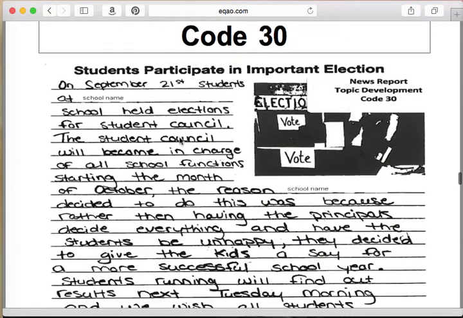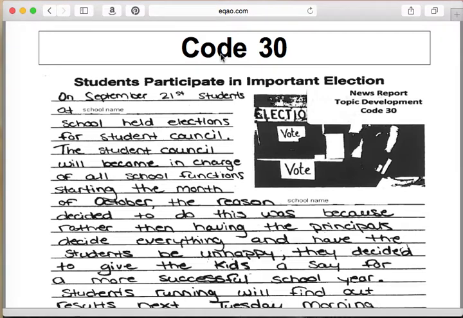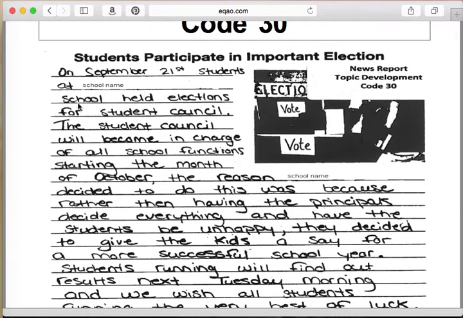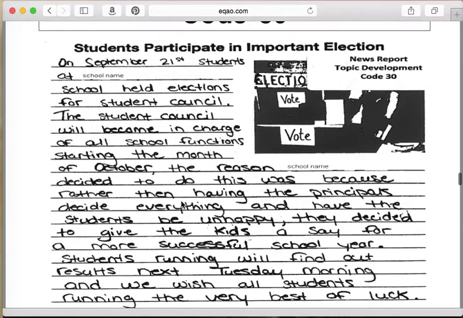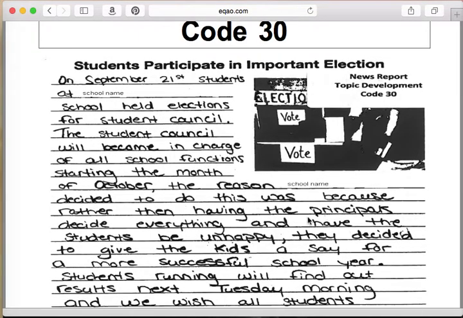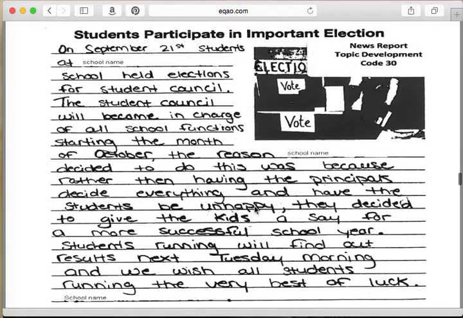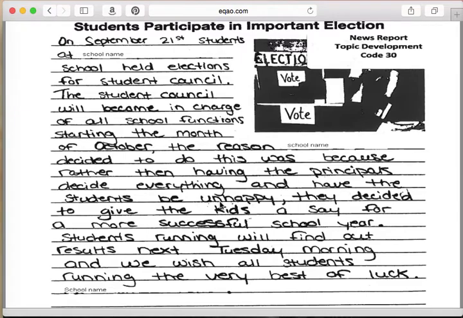Moving up, this is a code 30, so a 30 out of 60. This student is answering the 5 W's. We have September 21st, students at an unnamed school held elections for student council. This one is very similar to the one that I was drafting, so perhaps Mr. Corrigal only would have got a 30 out of 60. This news article is talking about how students are voting instead of principals deciding everything. So this student is making an attempt at covering a newsworthy detail.